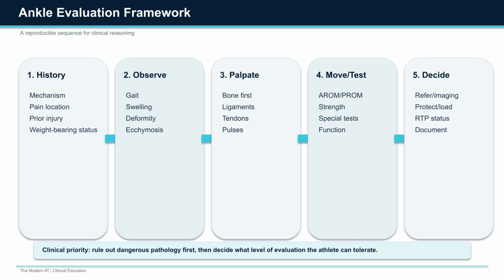Use this framework to keep the ankle exam organized. Start with history, mechanism, pain location, prior injury, and weight-bearing status. Then observe gait, swelling, deformity, and bruising. Palpate bone and high-risk structures before stressing the ankle. Next, assess motion, strength, special tests, and function as tolerated. Finally, decide whether the case needs referral, protection, modified loading, return to play restriction, or documentation for follow-up.